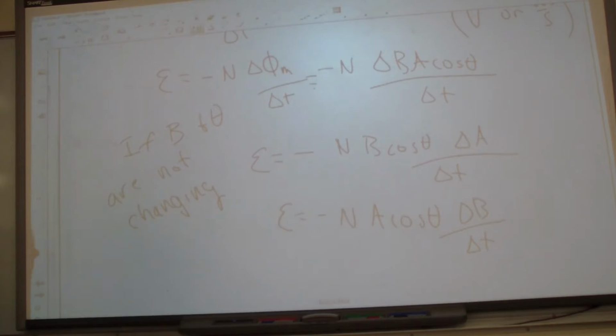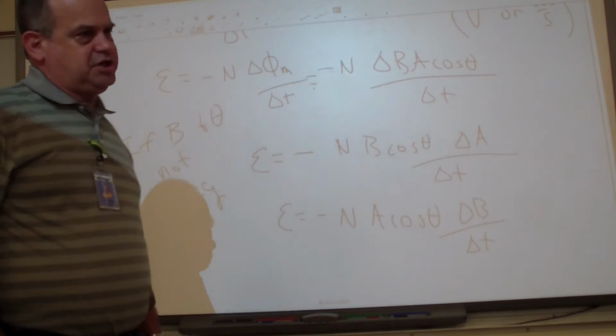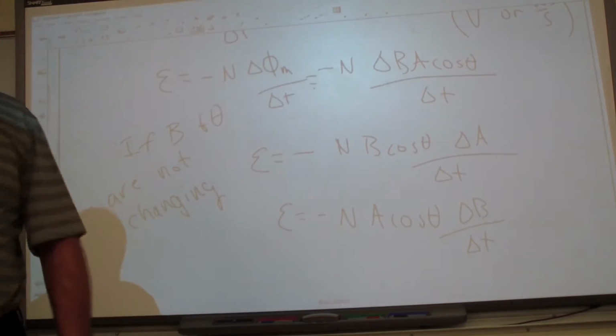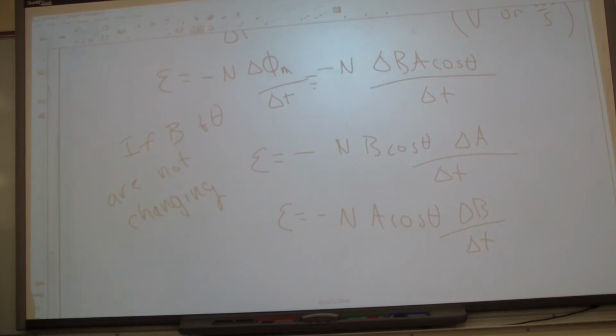What if none of them change? Then you don't have a change in the flux, therefore you don't have any voltage. Right? Because either B, A, or cosine of theta has to change.